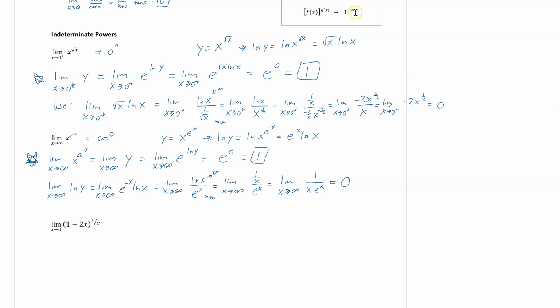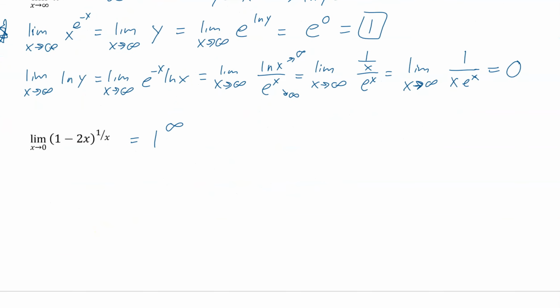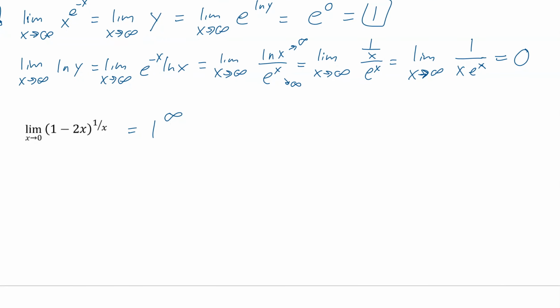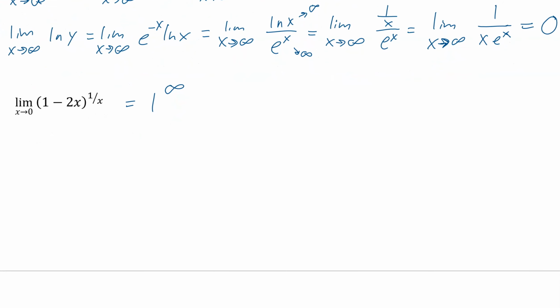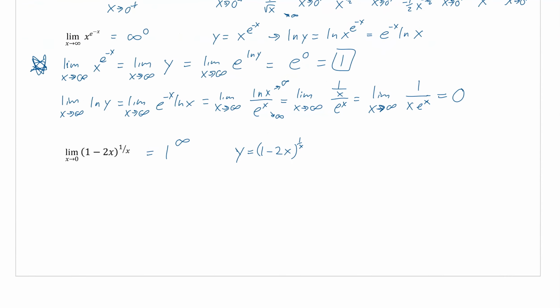See, that's the next one, 1 to the infinity. So this is 1 to the infinity, because as x approaches 0, for this 1 over x, it goes to infinity. Remember our rational, left and right. Okay, so we do exactly the same thing. We say y equals 1 minus 2x to the power of 1 over x. That's just like before, see?